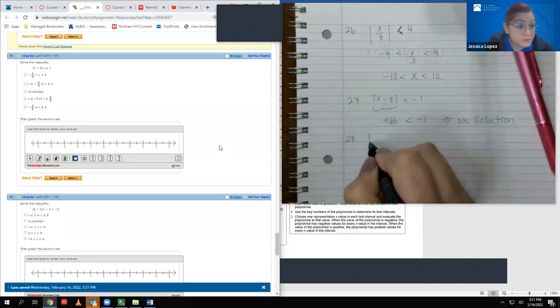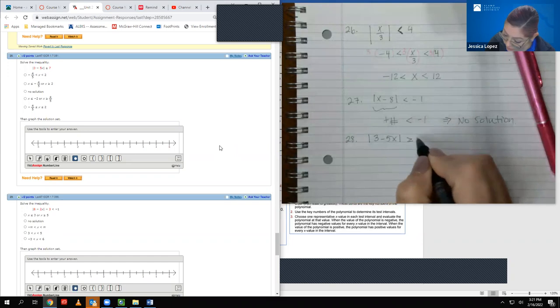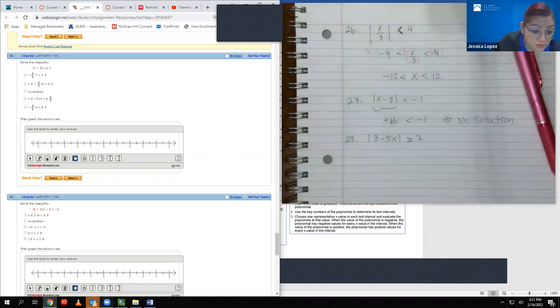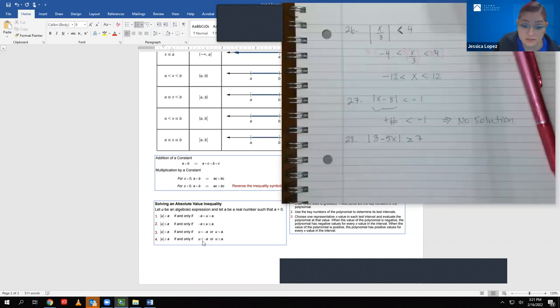So we have the absolute value of 3 minus 5x greater than or equal to 7. So let's go back to our sheet. We have greater than or equal. So we have to set it up into these two different equations. I'm gonna leave my paper because I can still see this at the bottom.